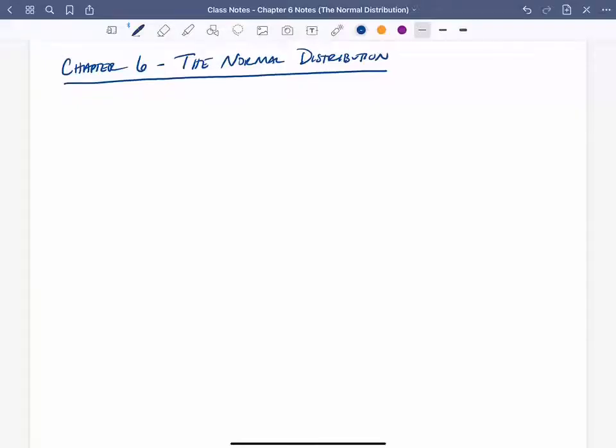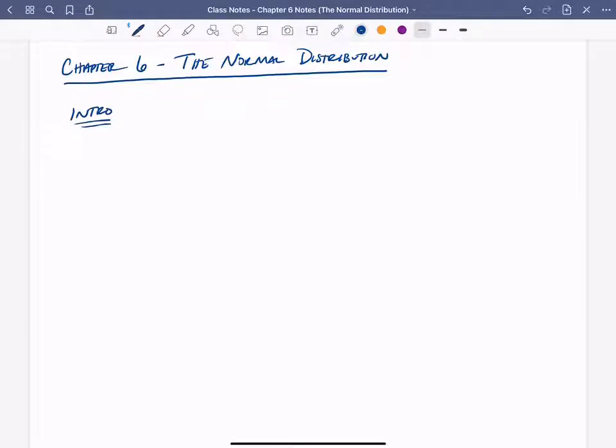Hello, everyone. This lesson is going to be in our chapter 6 from our textbook, and the title of it is the normal distribution. Before we get into the sections of the chapter, there are some things that I want to front load to you about the normal distribution. So we're just going to call this the intro to our chapter here.